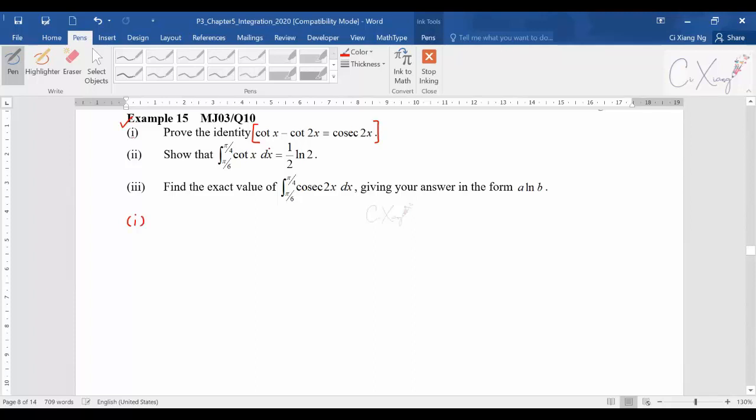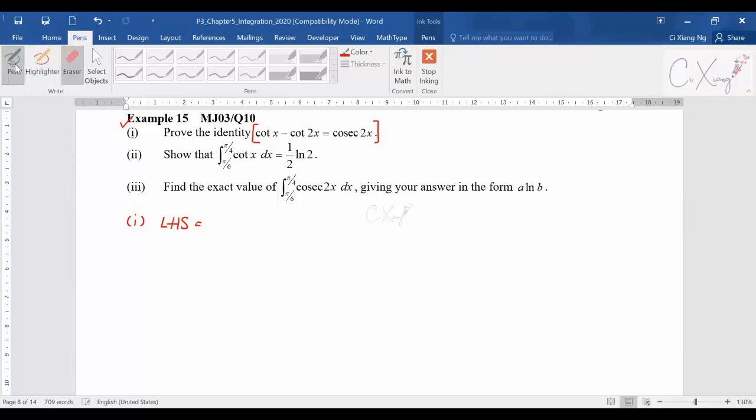For the first part, I will start from the left hand side, because on the left hand side I can see that there are two terms here, the first term and the second term. It is easier to combine two terms into one, rather than splitting one term into two terms. So I will start from the left hand side.